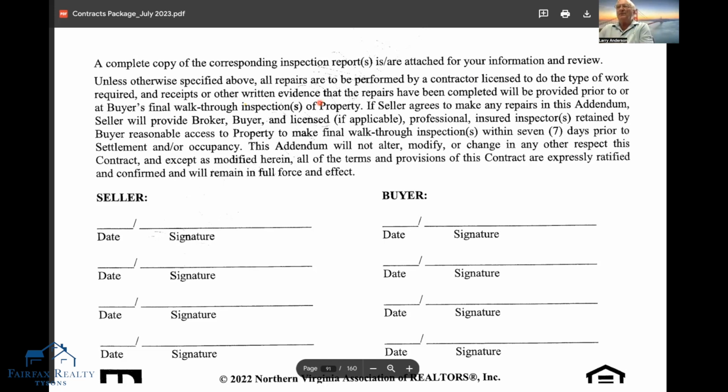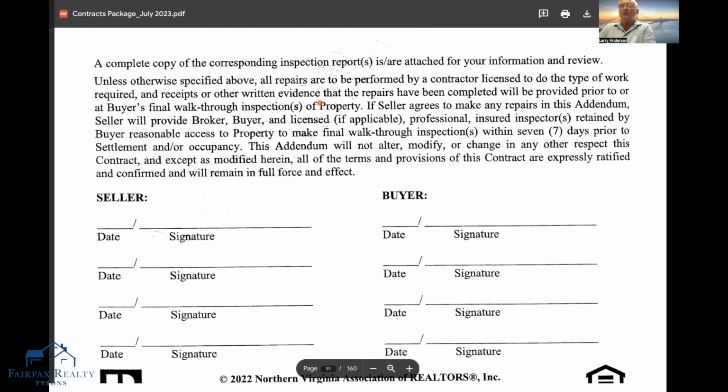When do most people do their final walkthrough? Probably on the way to settlement. And if that's the case, this seller has all the way up until that time to complete any of the repairs in this addendum. And if you get out there an hour before settlement, which I'm always going to do, that last walkthrough is to make sure there was no damage to the property when they moved out.